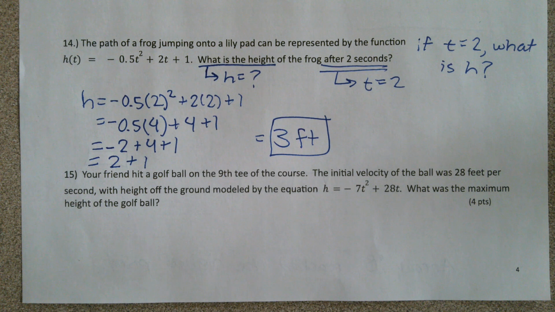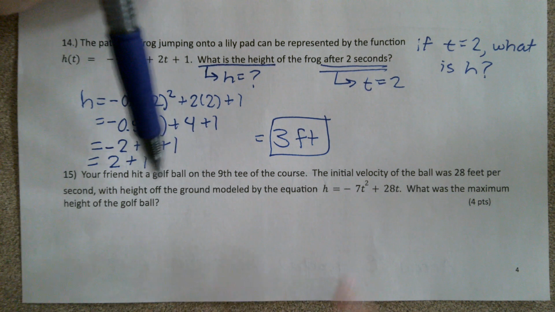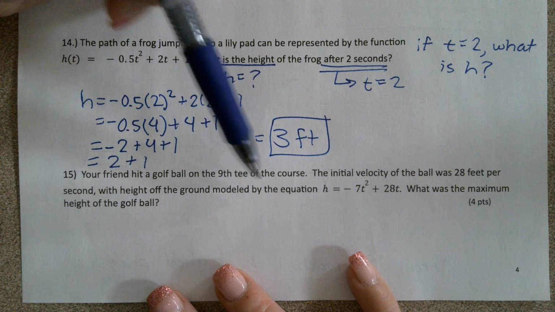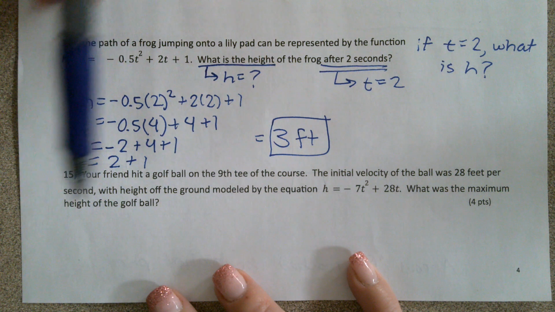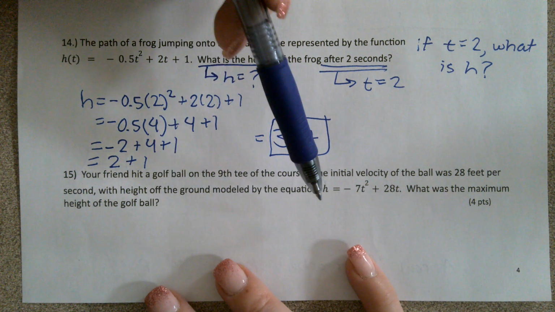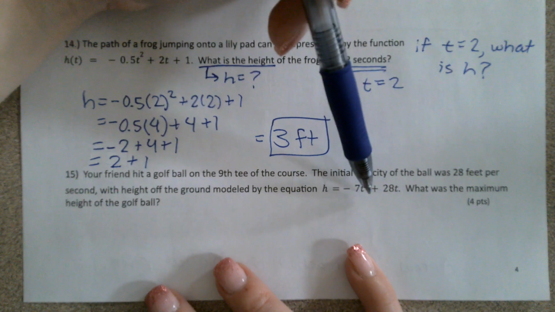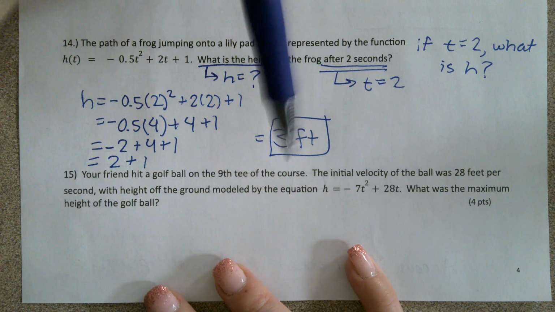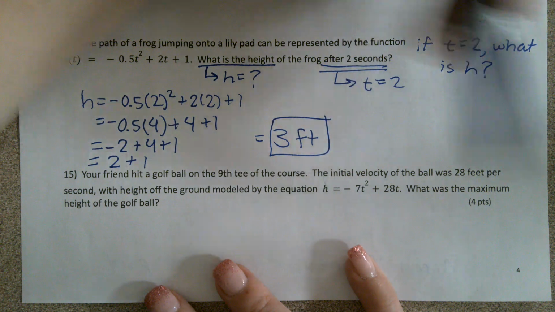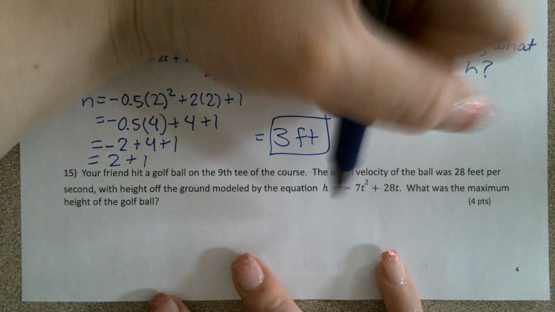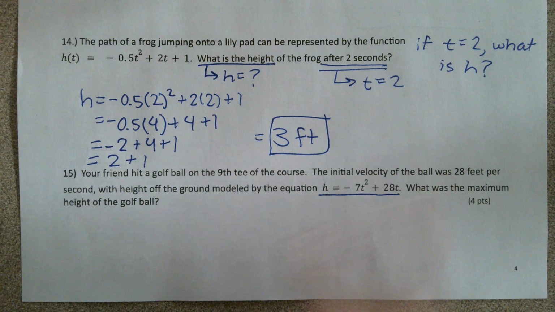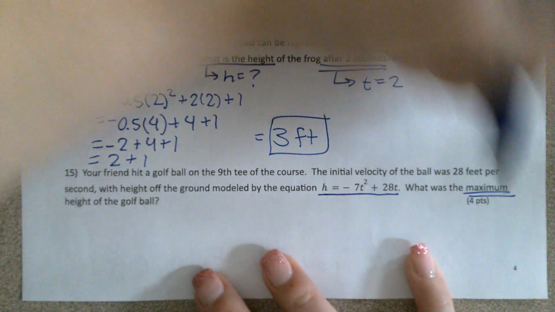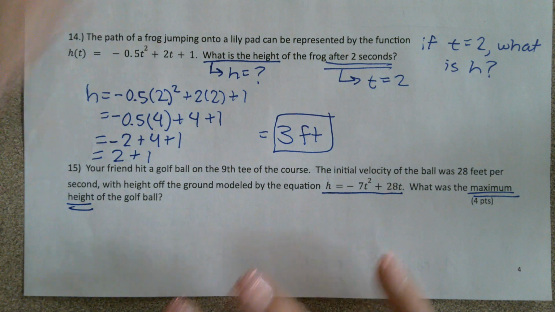Last problem. Your friend hit a golf ball on the 9th tee of the course. The initial velocity of the ball was 28 feet per second, with the height off the ground modeled by the equation. H equals negative 7t squared plus 28t. This whole sentence here, don't get tripped up over it. Genuinely don't. The only important part of the sentence was the equation. What was the maximum height of the golf ball? Maximum height. That tells you everything.